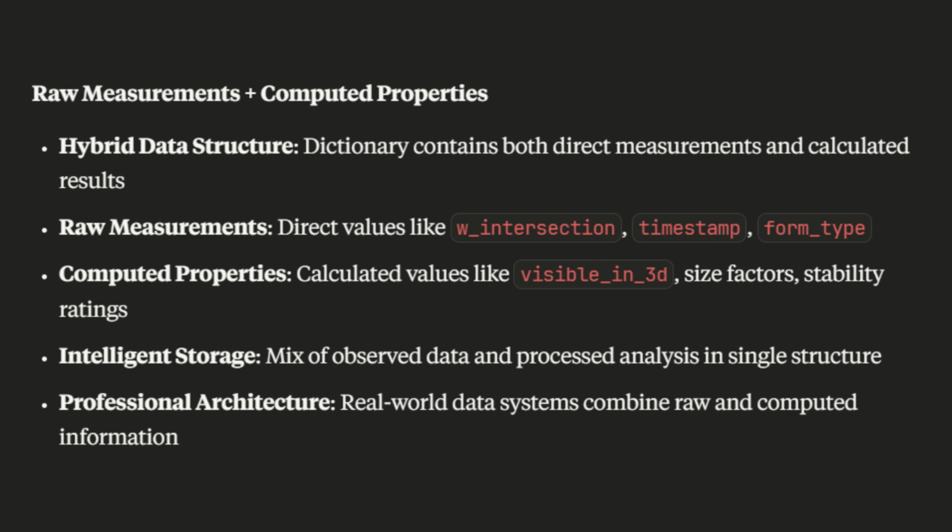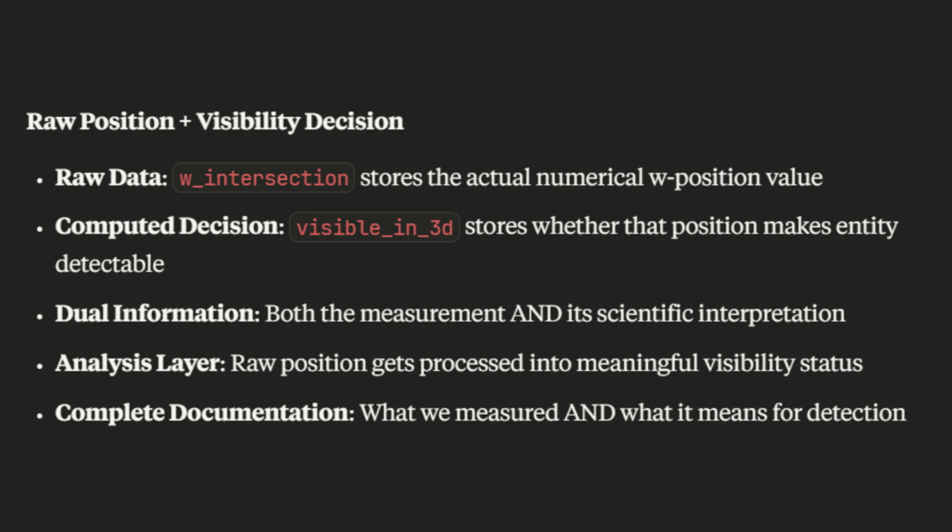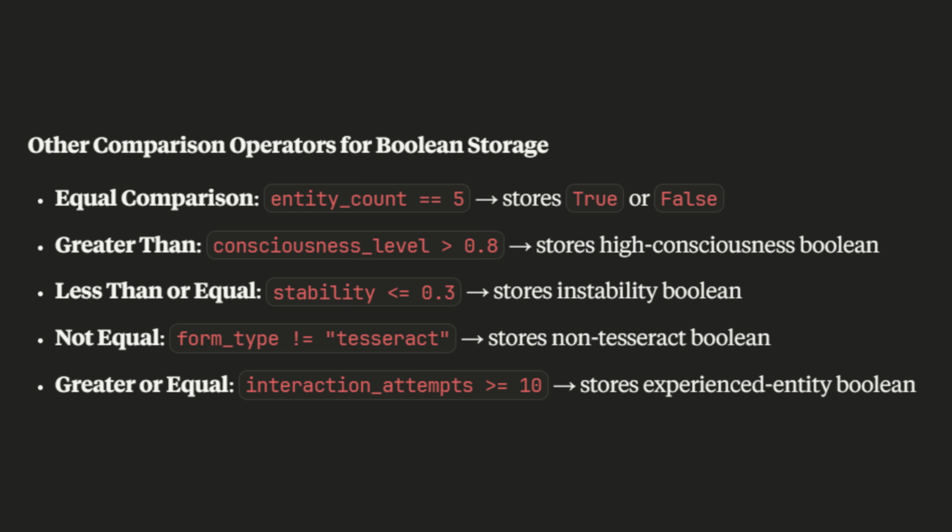This is incredibly powerful because it means our cross-section dictionary contains both raw measurements and computed properties. We're storing not just what the W position is, but whether the entity is visible based on that position. Other comparison operators work the same way. Greater than or equal to, less than or equal to, with the two equal signs, or not equal to with the exclamation mark and the equal sign, all evaluate to Boolean values that can be stored directly.